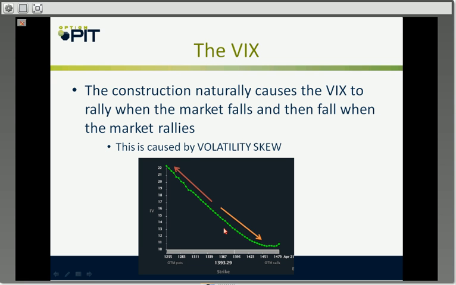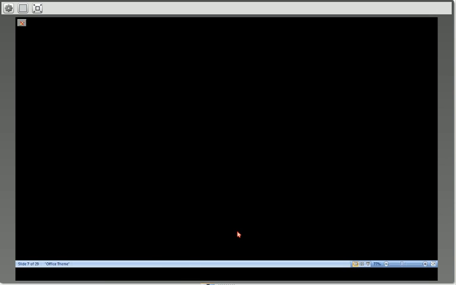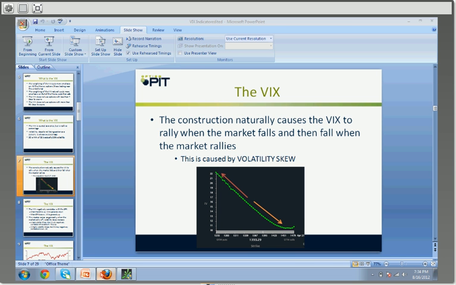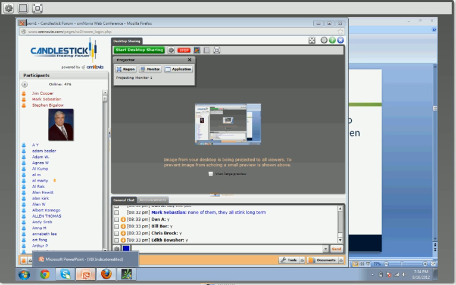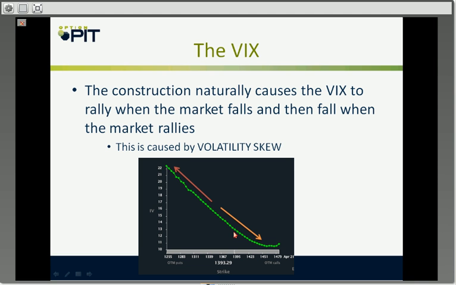So take a look. Here we are. In this one, we were around 1395. Okay? So we're right here. Can you guys see my cursor? Okay, good. Want to make sure. So here we are at 1395.